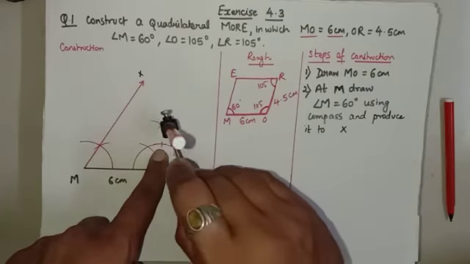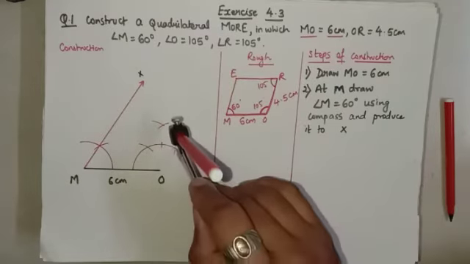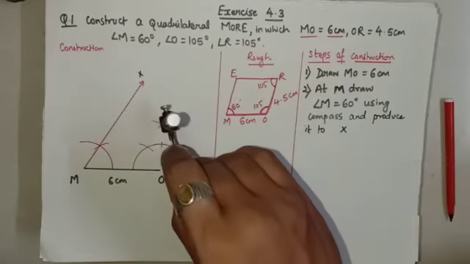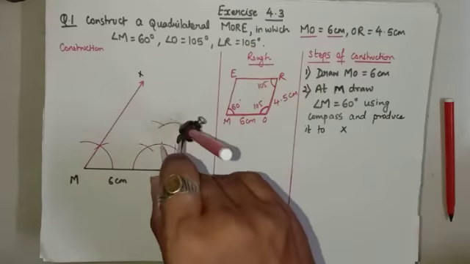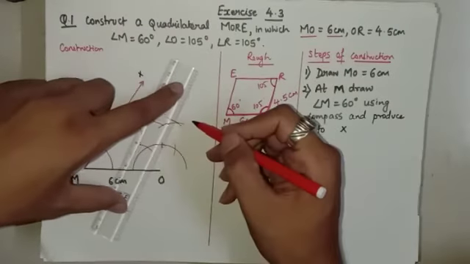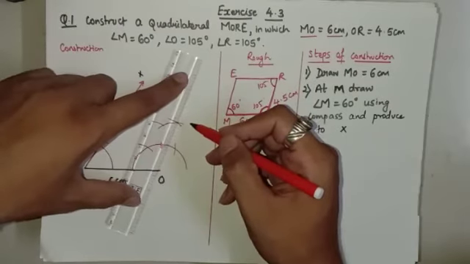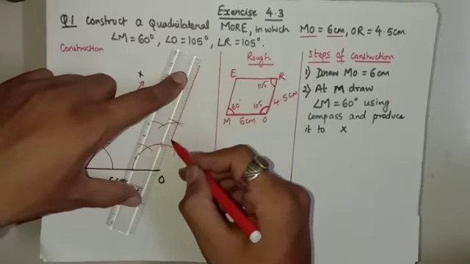So we will bisect the angle between this 120 degree point of intersection and this 90 degree point of intersection, right? So we get 105 degree. So I am joining this point of intersection to point O and producing it, okay, to somewhere. I have produced it.